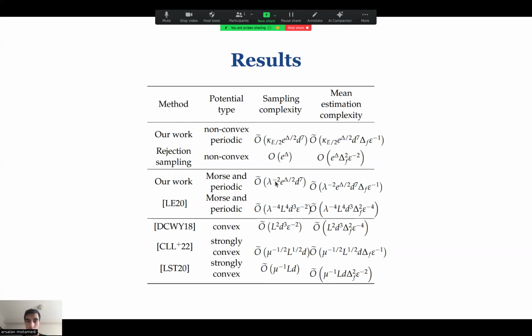And you can see that in certain cases, for instance, where your function has some geometrical condition called Morse, we get some quadratic advantages. Overall, our algorithm outperforms the state-of-the-art at high temperature and high accuracy.